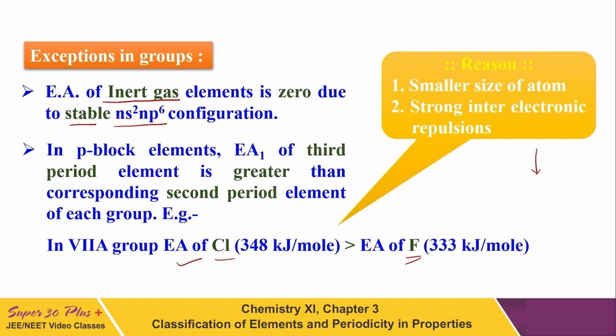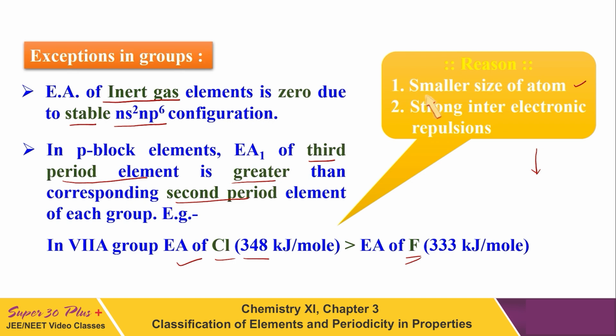Or you can say that the electron gain enthalpy of the third period element is greater than the second period element, because the same kind of exception is found in the oxygen family also. A member of the third period will have more electron gain enthalpy than the respective member of the second period. It was expected that chlorine would have a lesser value of electron gain enthalpy than fluorine, but in reality it has more. And here is the reason.